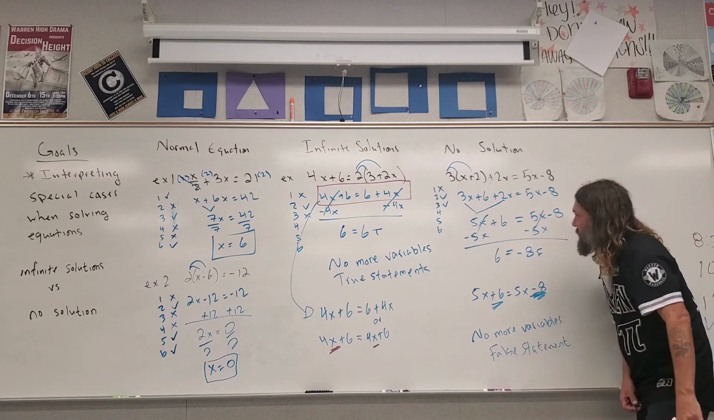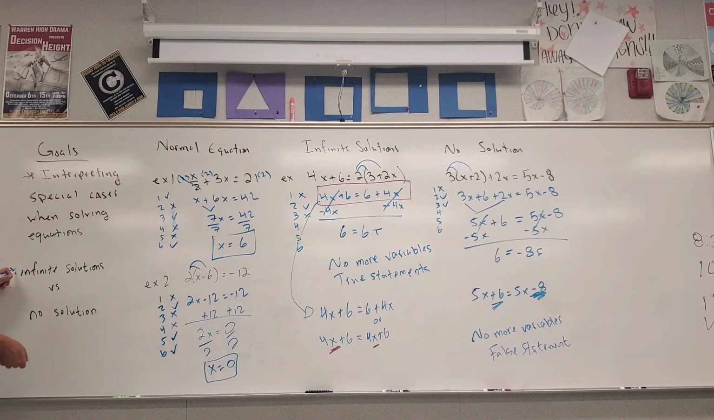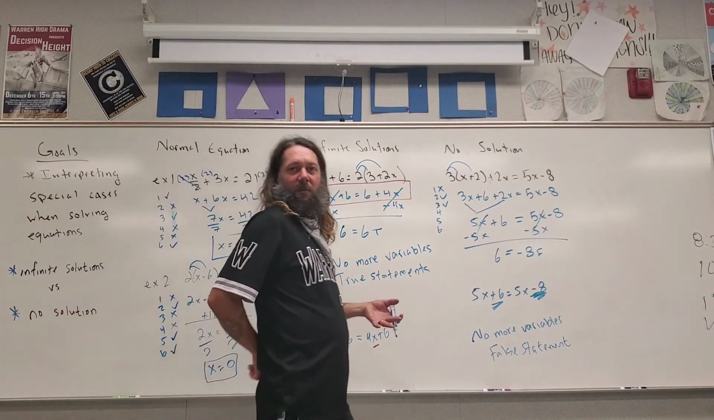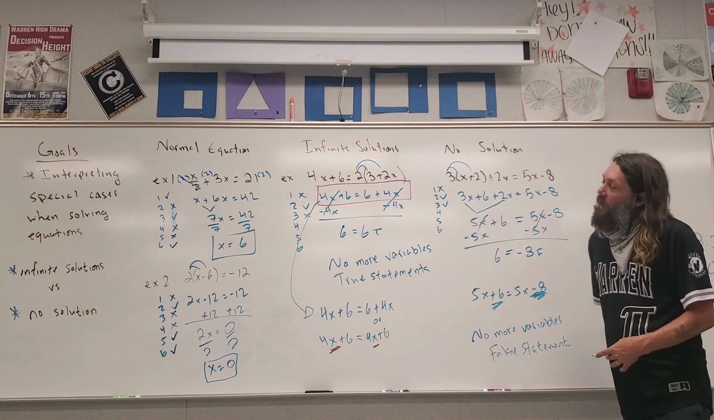So I hope that this helps you understand why some equations have an infinite number of solutions and why some equations have no solutions, and what must happen when an equation does have a solution. We're left with a variable, we're left with a value, and so hopefully this makes sense to you.